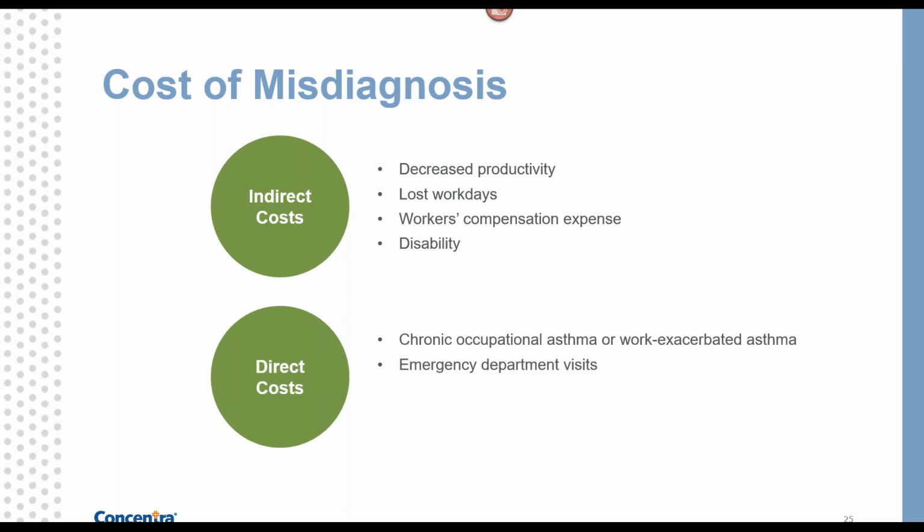There are direct and indirect costs of misdiagnosis. The indirect costs include decreased worker productivity when asthma is uncontrolled, lost work days, workers' compensation expense, and disability costs. The direct costs include treating the illness, medications, office visits, emergency department visits, and hospitalizations, as Dr. Deepa mentioned earlier, and the unmeasurable cost of occupational asthma resulting in death.